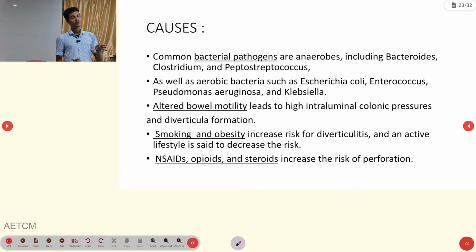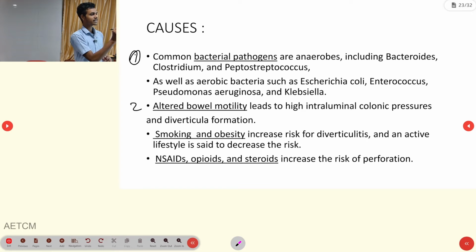Then coming to causes. First, causes because of pathogens, mainly aerobic and anaerobic bacteria. Aerobic means gram-negative Escherichia coli, Enterococcus, Pseudomonas aeruginosa, and Klebsiella. Those are the common organisms. Among anaerobic organisms, we can name Clostridium and Streptococcus as some of the causes of diverticulitis. That is for pathogens.